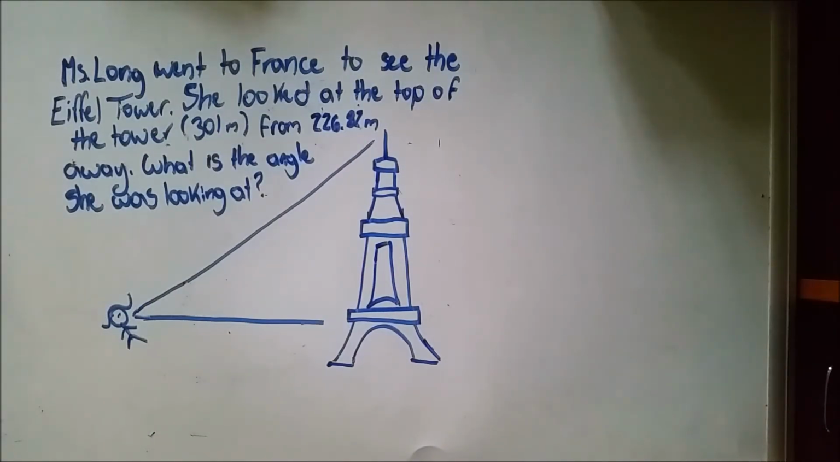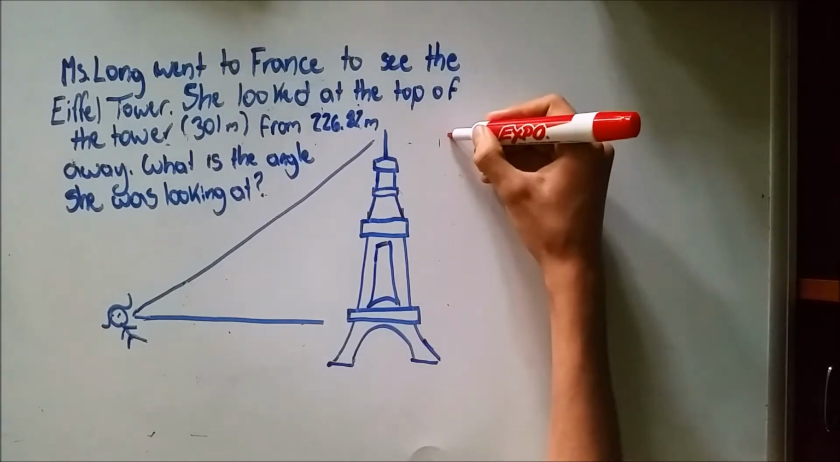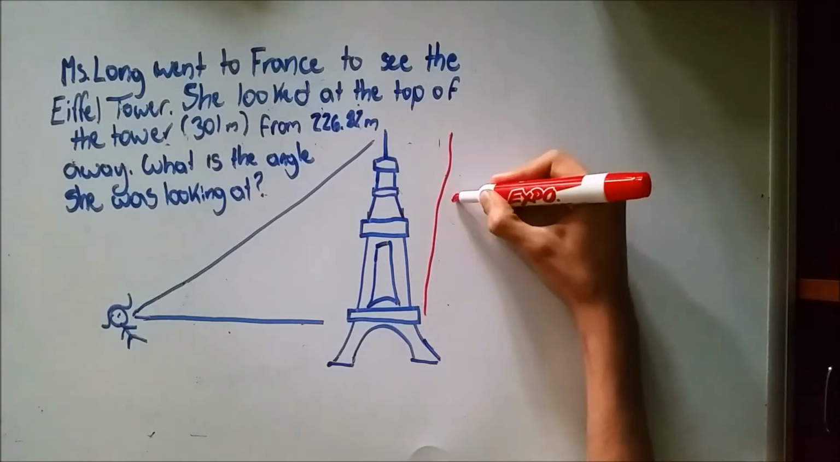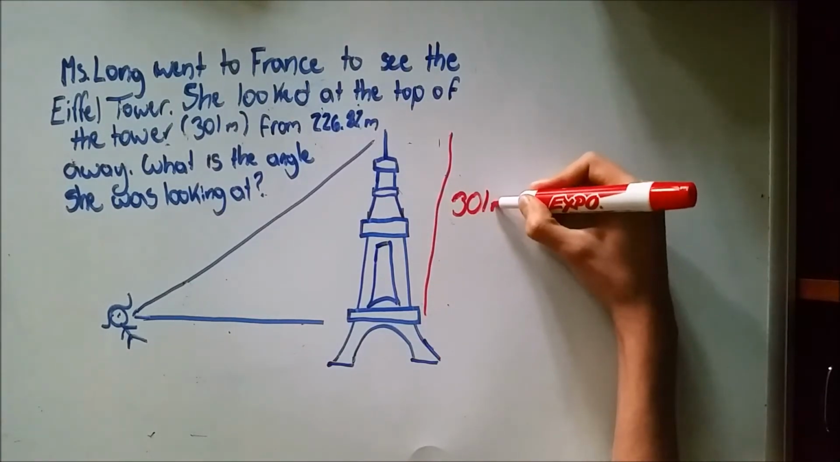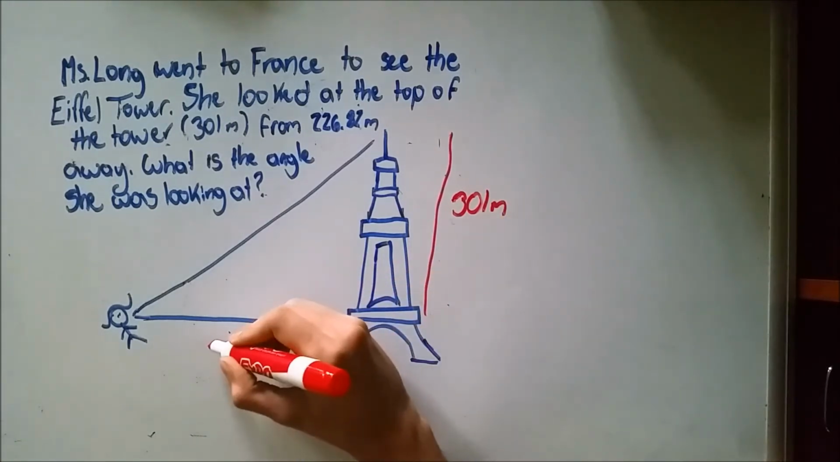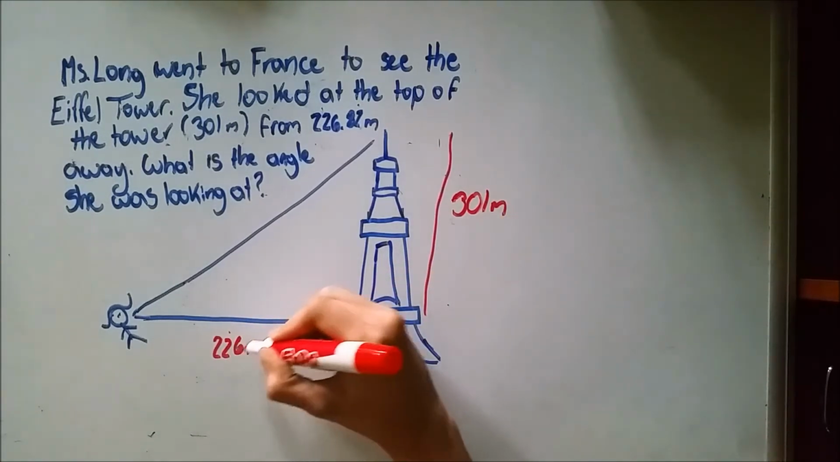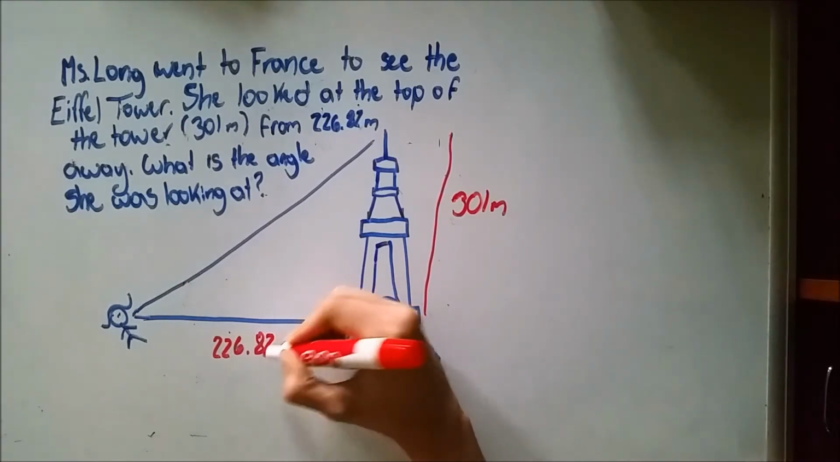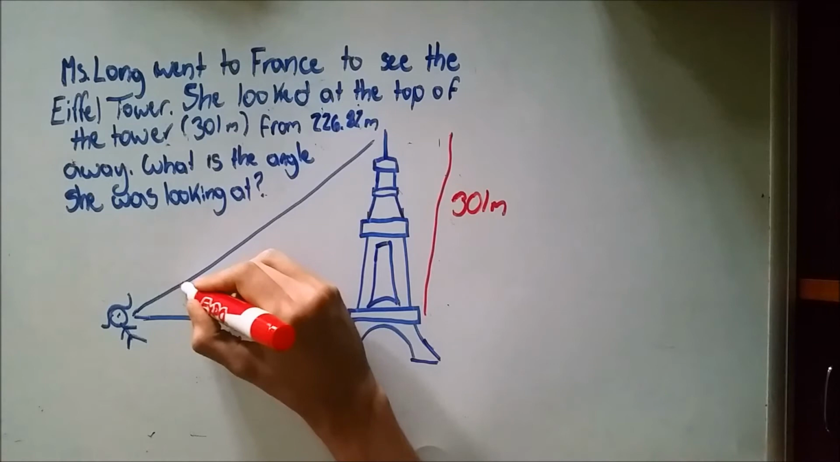Now we're going to look for an angle using trigonometric functions and a real-world problem. So Ms. Long went to France to see the Eiffel Tower. She looked at the top of the tower, which is 301 meters tall, from 226.80 meters away. What is the angle she was looking at? So first, we need to sketch the information that was given. We were told that the Eiffel Tower is 301 meters tall, and that she is looking from 226.82 meters away, and that we're looking for the angle.